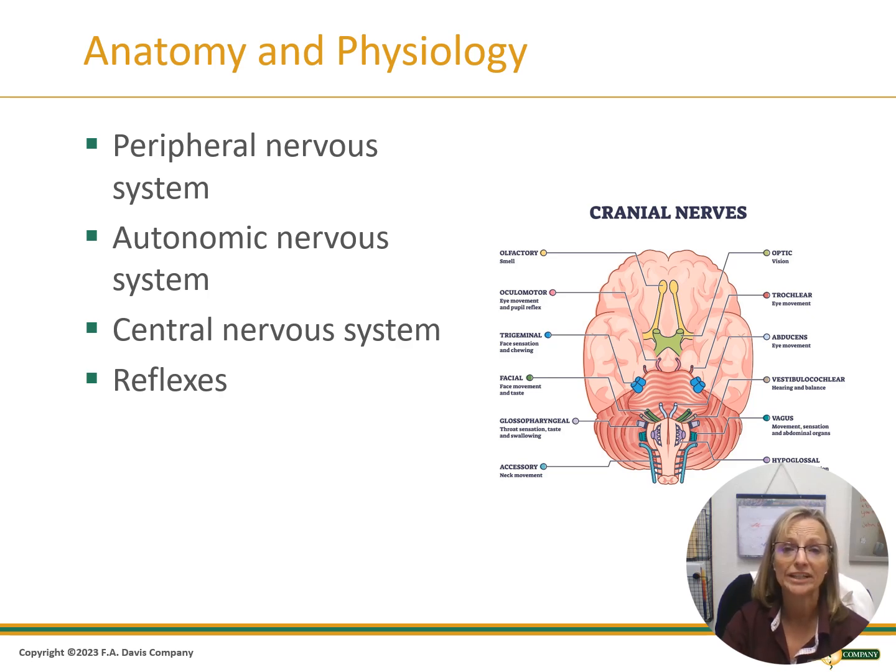When we talk about the cranial nerves, there are 12 pairs. All but 2 emerge from the brainstem.